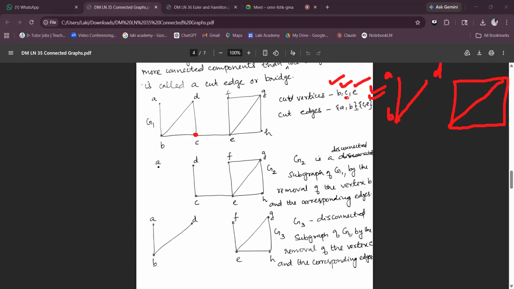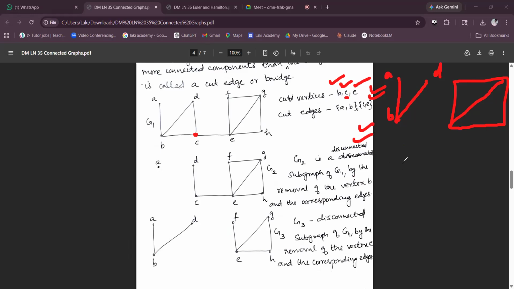So how do we understand which are cut vertices? Cut vertices means you have to remove the minimum number of vertices such that it divides into two parts. The graph becomes split into two parts. So when you remove C, you will get a graph like this.